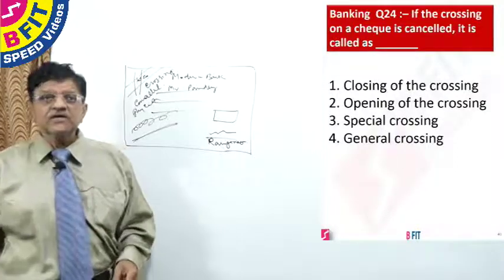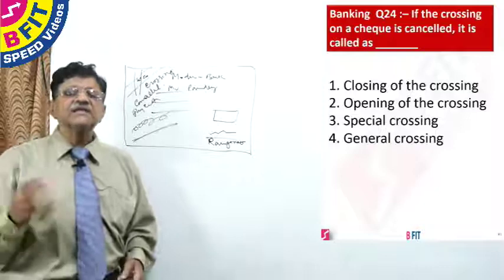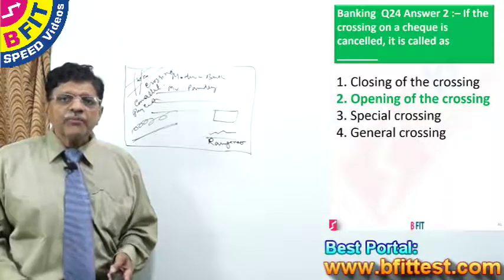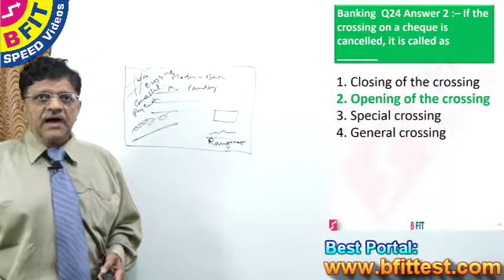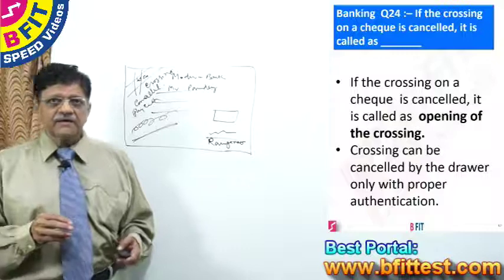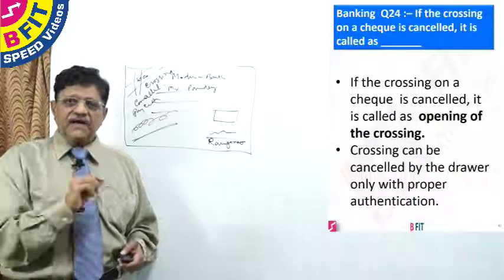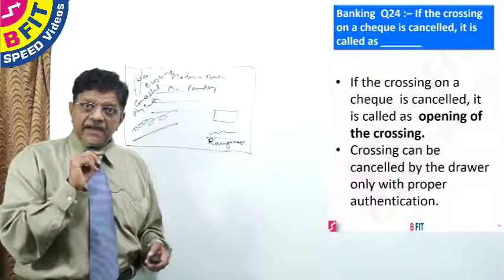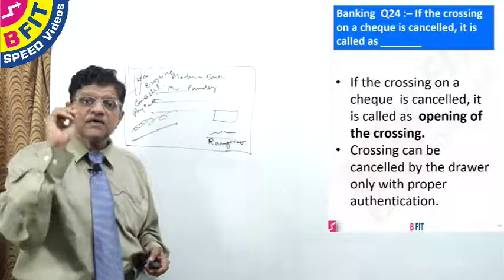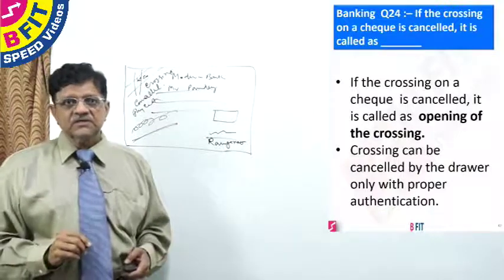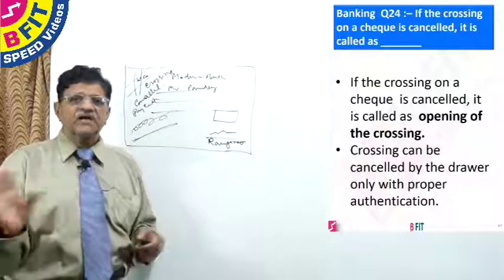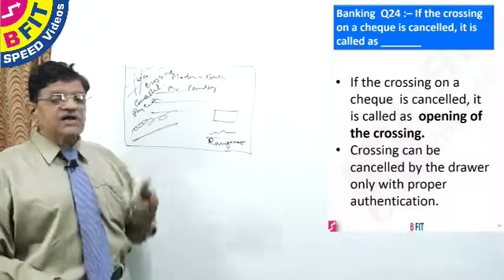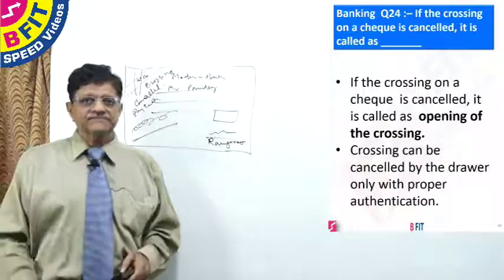What is the question? If the crossing of a check is cancelled, it is called what? If the crossing of a check is cancelled, it is called opening of the crossing. Opening of the crossing can be done by cancelling the crossing and writing on the face of the check, crossing cancelled, pay cash, and adding a full signature below those words. Simply initials or some other form will not be acceptable because it is a material alteration and it requires a full signature. Such an act is called opening of crossing.